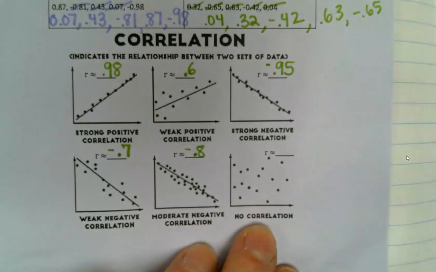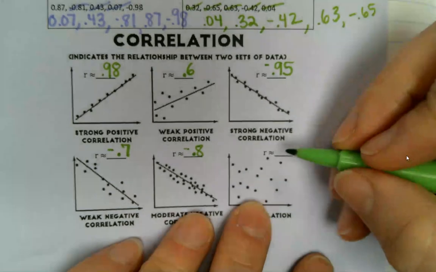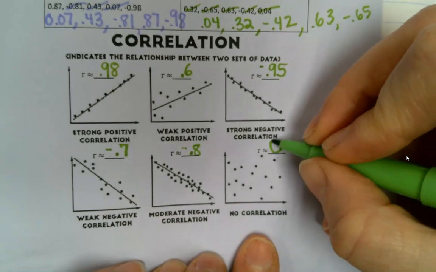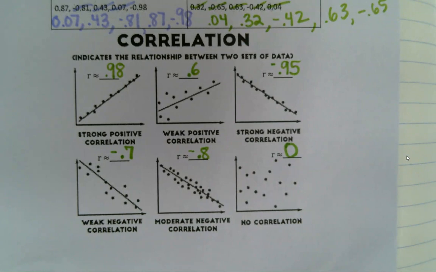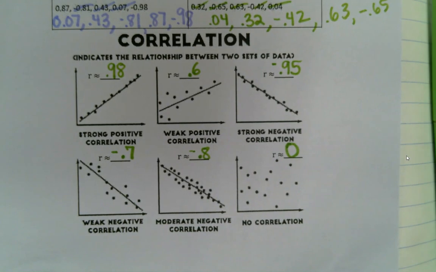And the last one, it's all over the place. So it's very weak, no correlation. So it's going to have a 0 R value. That means there's no correlation at all.